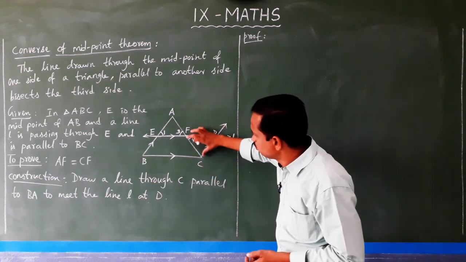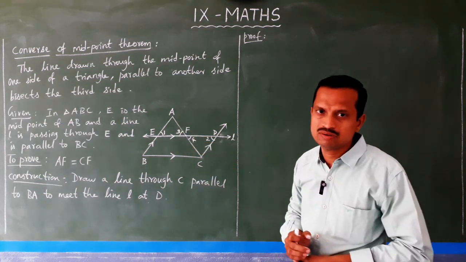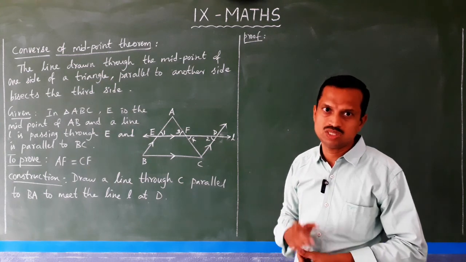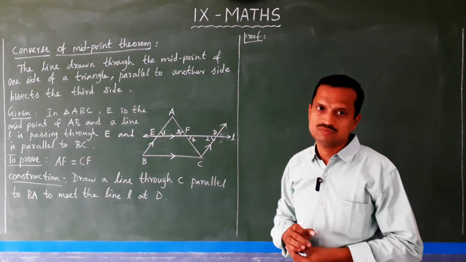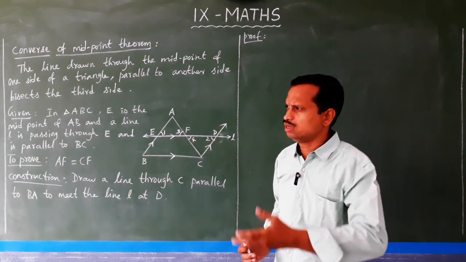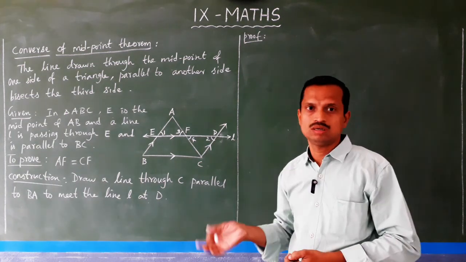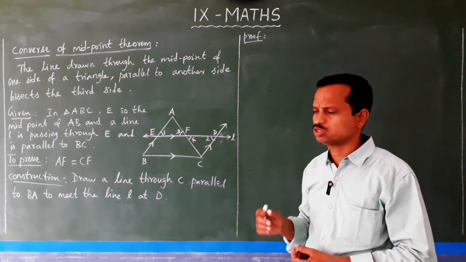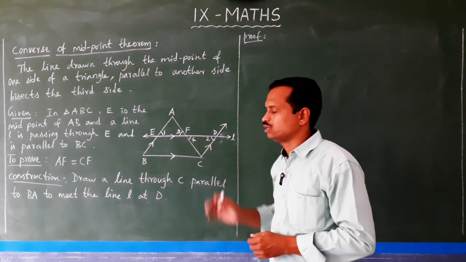To get AF equal to CF, we have to say these two triangles AEF and CDF are congruent triangles. Then only we can say by CPCT AF equal to CF. For that we need three elements, that means three corresponding pairs of sides or angles. Like that we need at least three to say the two triangles are congruent.